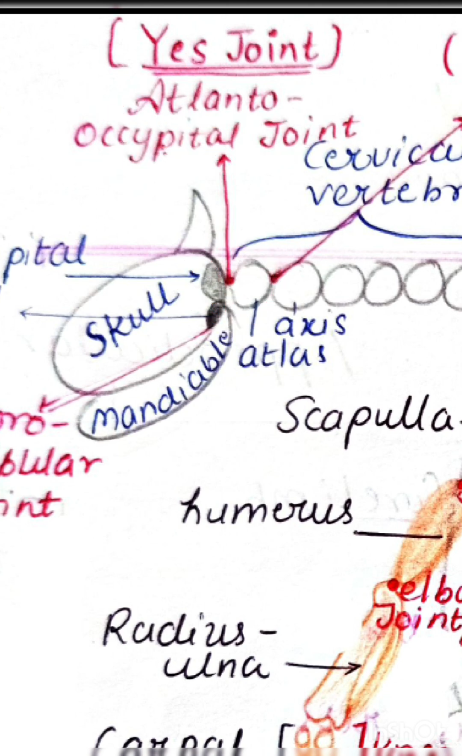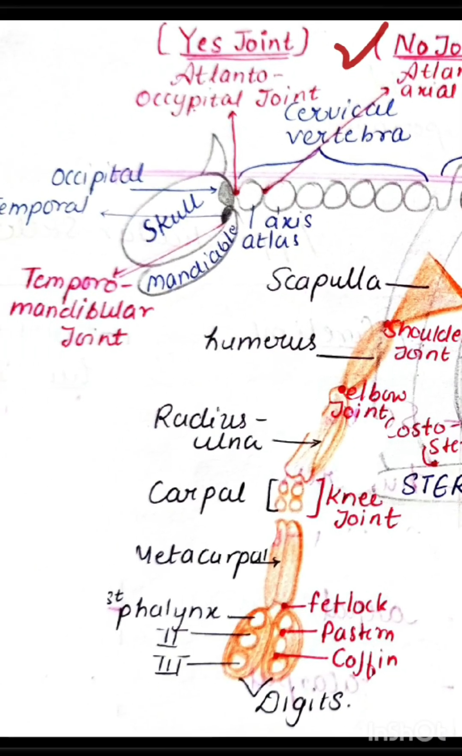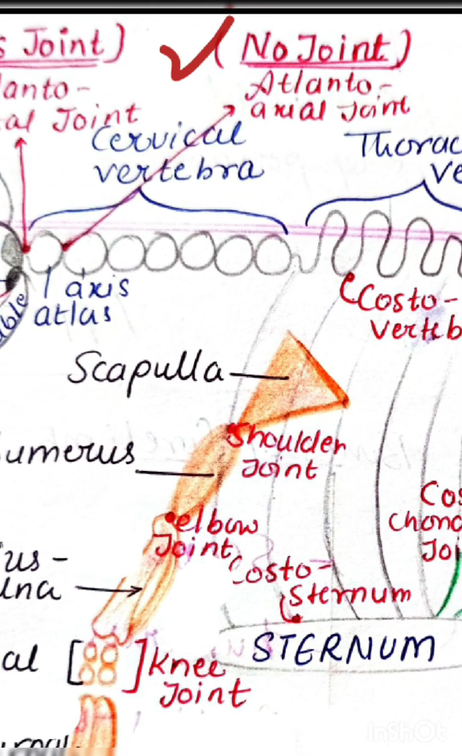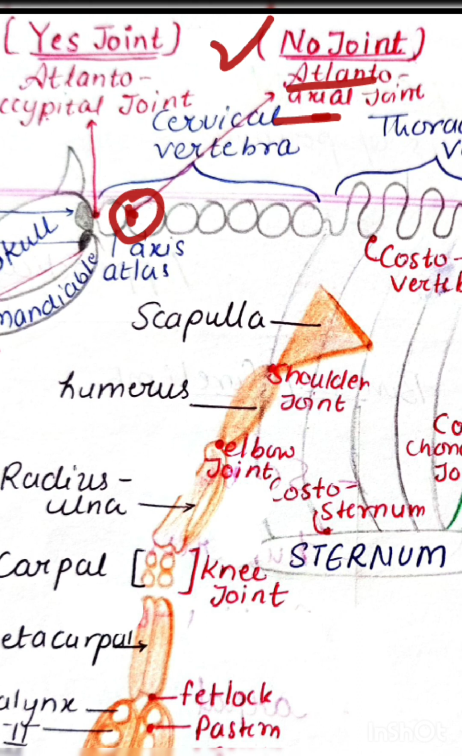The next joint is known as the no joint. These are PYQs, so please make these things clear. The yes joint is present between the atlas and occipital, whereas the no joint is known as the atlanto-axial joint, present between the atlas and axis. It is called no because when we move our head from right to left or left to right, this movement is known as the no joint. These two bones rub on the surfaces of each other.